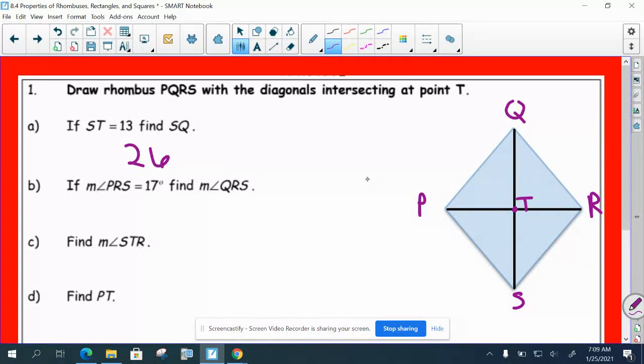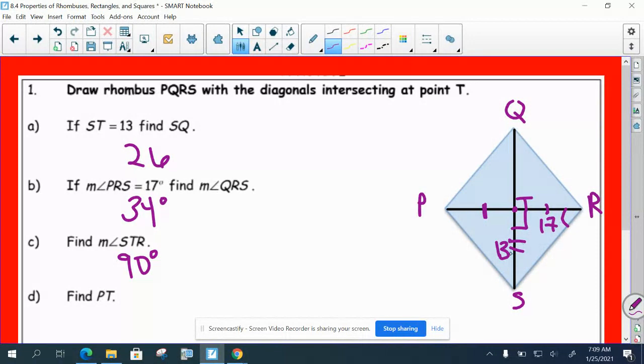If the measure of angle PRS, this angle here, is 17, what's the measure of angle QRS? It's going to be twice that, so 34 degrees. Find the measure of angle STR. That's this angle, which would be 90. And then PT. PT is the same as TR because of the property of bisecting. We also know this angle measure is 17, and this segment here was 13.